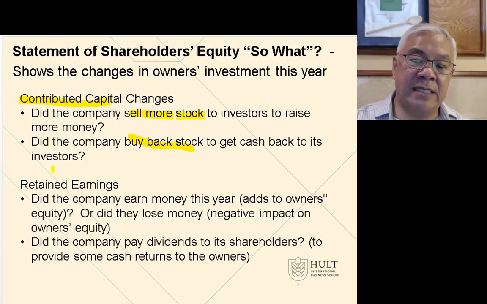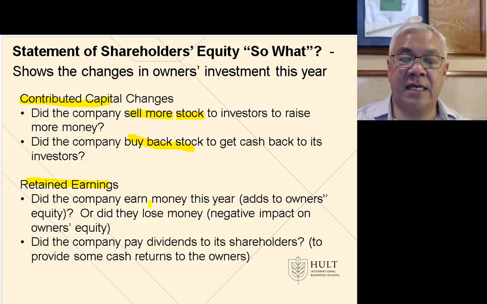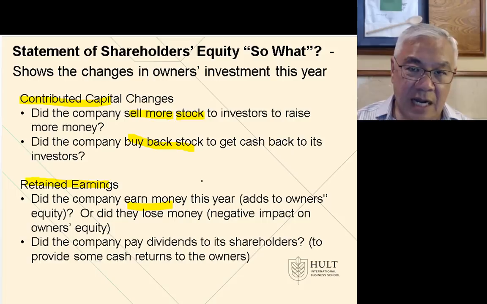The other is retained earnings. This is where we say, did we earn money this year? And the second is, did we pay dividends? So retained earnings is equal to the net income. I'll just highlight that here: retained earnings equals net income minus dividends. So that's it. The three things to know: stock transactions are contributed capital, and profits and dividends are part of retained earnings.